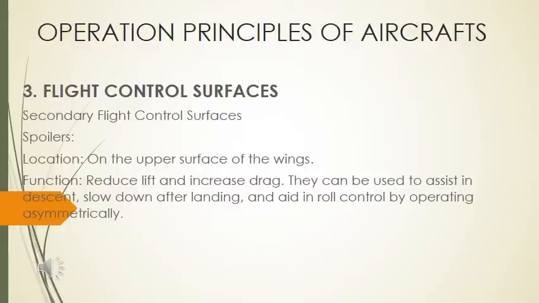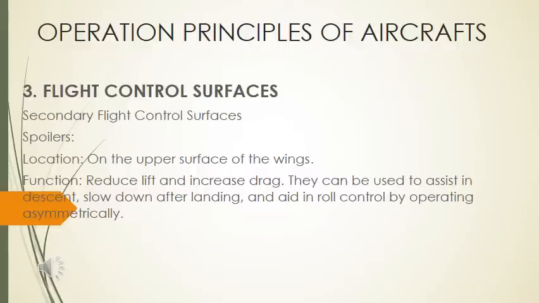I also have here the spoilers. The spoilers are on the upper surface of the wings. The function is to reduce lift and increase drag. They can be used to assist in descent, slow down after landing, and aid in roll control by operating asymmetrically.